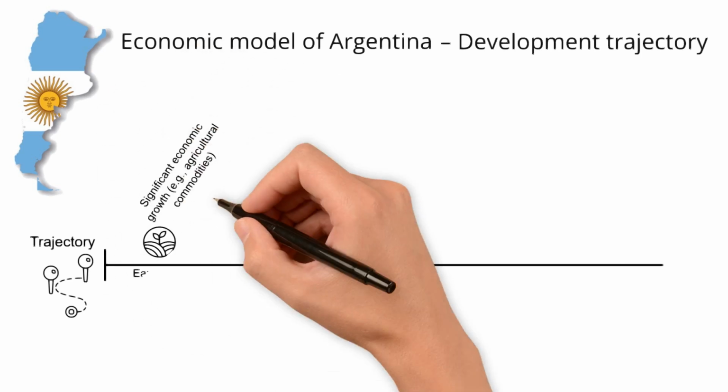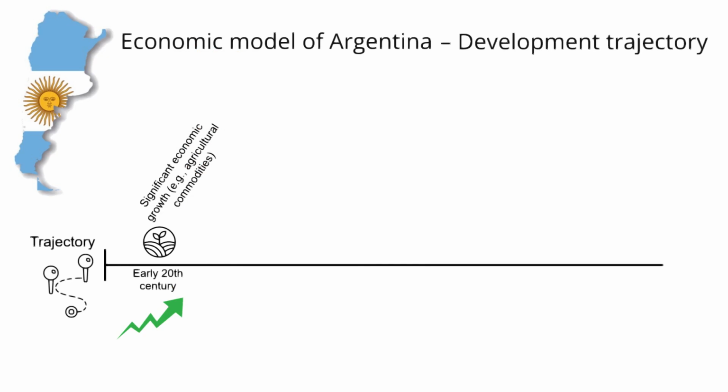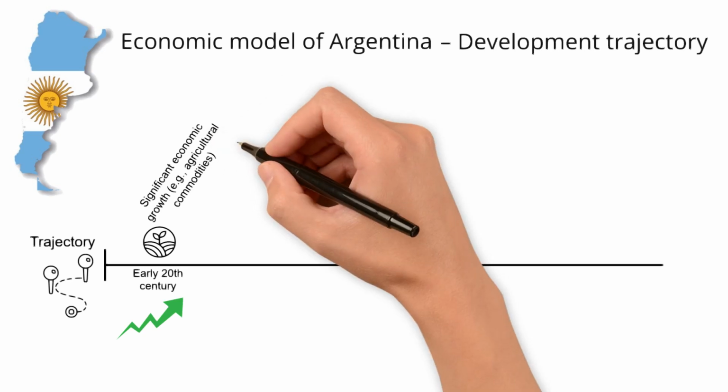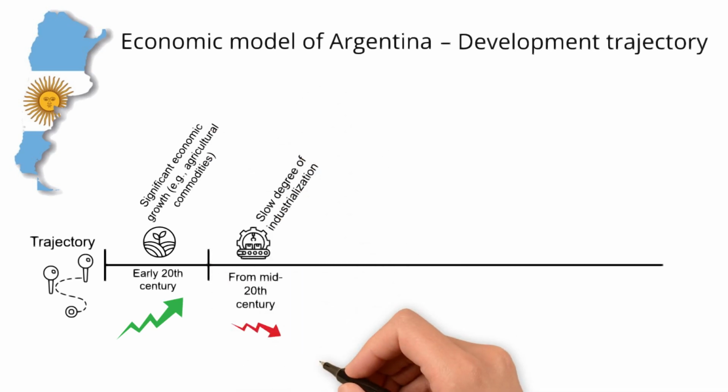Early 20th century: Argentina experienced significant economic growth and became one of the world's wealthiest nations. It benefited from exports of agricultural commodities, such as beef and wheat, and attracted foreign investment. Mid-20th century: Argentina faced economic challenges, including political instability, high inflation, and a growing public debt. The economy struggled to keep up with industrialization and faced social and political unrest.